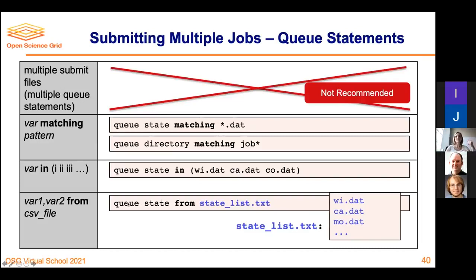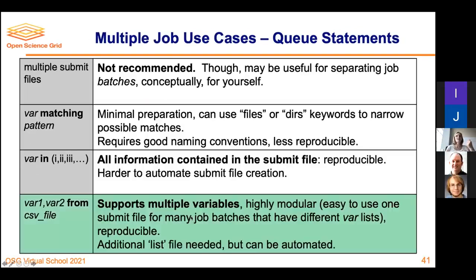And then the last one that is our favorite is to queue a variable from a list, which is a separate file that has hard coded all of your options, just like queue state in here, hard coded that, but now you've got a separate file. And for example, you could create this file by running ls wildcard.dat and redirecting to that list. And so the reason that we recommend this one in particular, one, it supports multiple variables very easily. So you could queue multiple variables and then have your list file be a comma or space separated list of pairs or triples of different variable values. And I'll show you an example of that in the next slide.